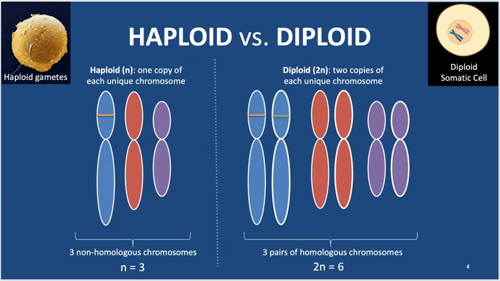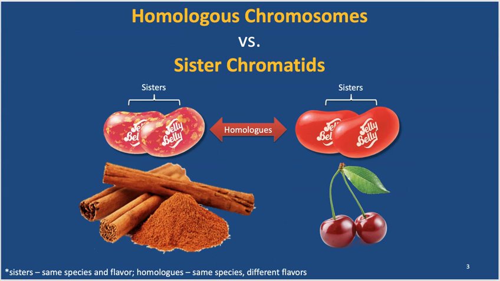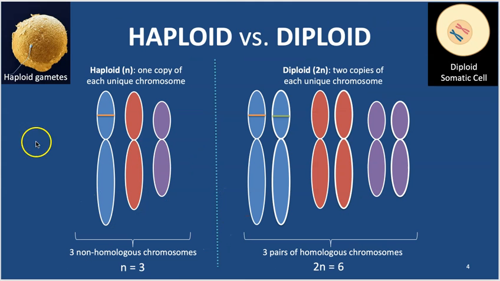Okay, so that brings us to another set of terms, and this is haploid versus diploid. This may have been mentioned once in a previous video, but I really want to make sure you notice these words. These actually refer to the number of homologous chromosomes in a cell. So now we're basically talking about homologous chromosomes. Haploid means there is one copy of each unique chromosome. So in this case, we would say that this organism, whatever it is, has 3 non-homologous chromosomes. And you would write that as n equals 3.